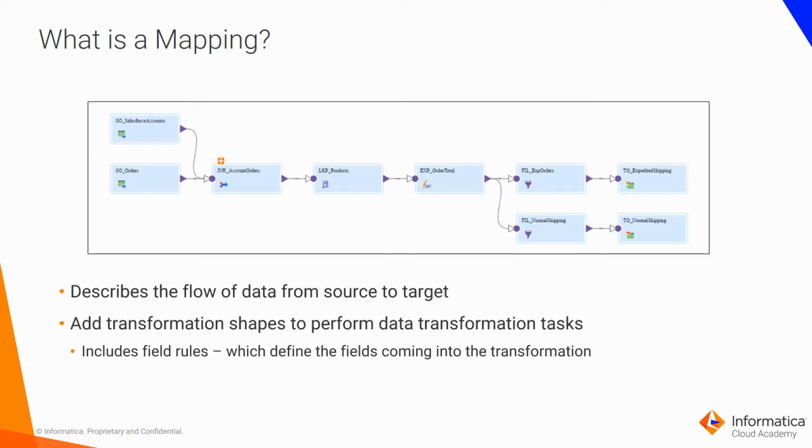For example, you can choose to include or exclude fields of a certain data type. This allows the mapping to remain valid even when new fields are added to the source. Then there are links that visually represent how data flows through a mapping.